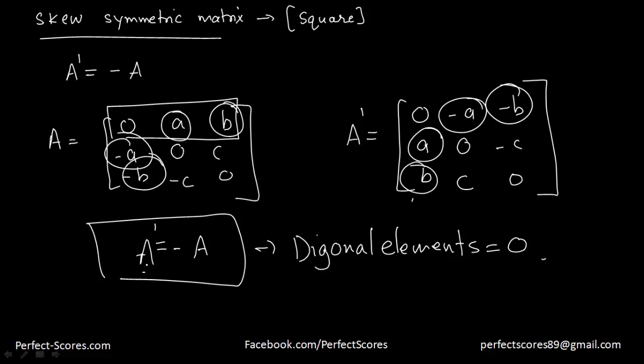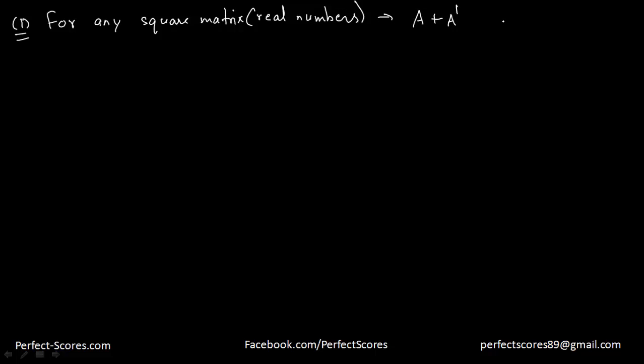Let's go ahead and understand some of the important theorems, which will help us in understanding symmetric and skew symmetric matrices. The first theorem I'd like to discuss is that for any square matrix, provided that all the elements are real numbers, A plus A transpose and A minus A transpose are going to be skew symmetric matrices.